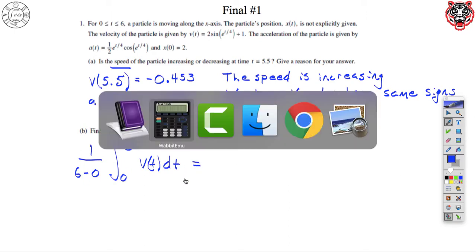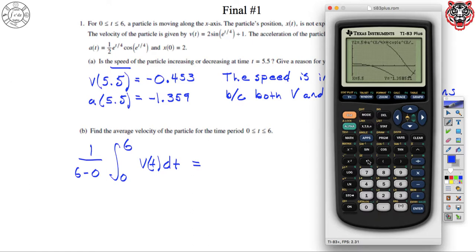When we plug this into the calculator, what do we get? Velocity is my y1 function, so it's going to be 1 divided by 6. We're going to multiply that by this integral, so math 9. Integral of velocity, so that's going to be vars right, enter, enter, of my y1 function with respect to x from 0 to 6. When I do that, I get 1.949. And it doesn't ask for anything about units, so we're good.